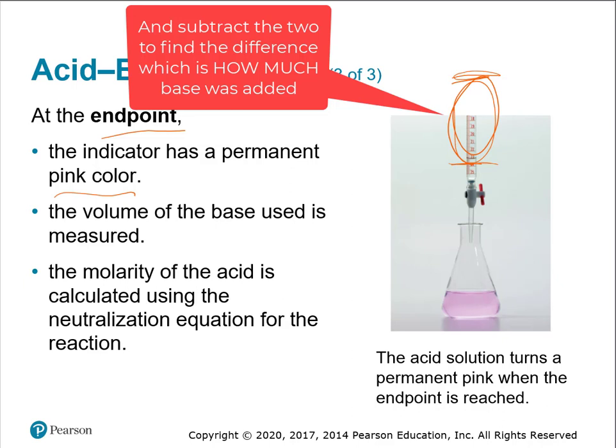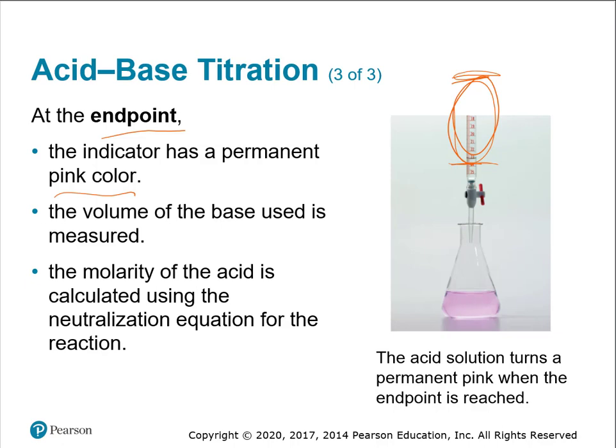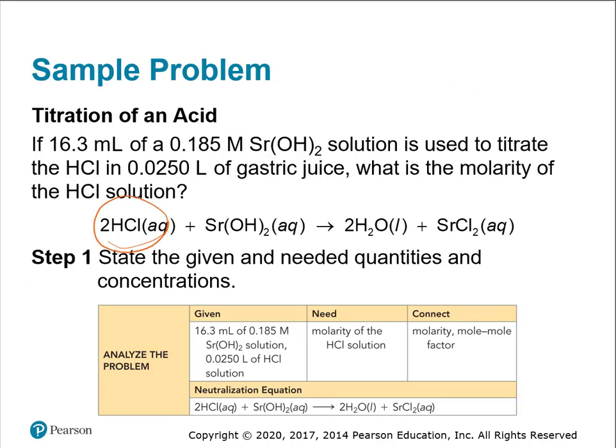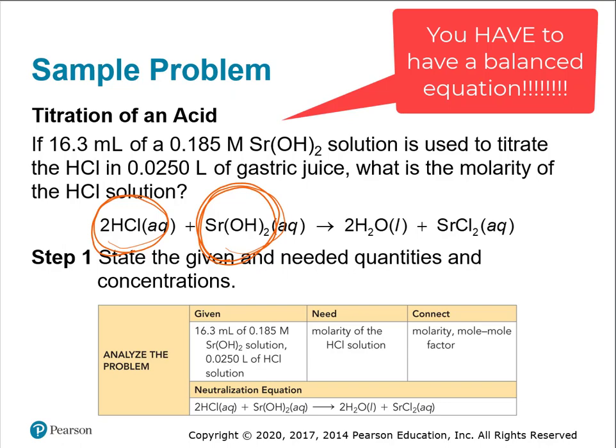The molarity of the acid is calculated using the neutralization equation for the reaction, which we'll get to in a minute. If we have hydrochloric acid in our flask, and we are neutralizing it with strontium hydroxide that is in the burette, here is our neutralization reaction. We know that H will join with OH, giving us water, and strontium will join with the chlorine to give us strontium chloride. We then go and balance the equation.